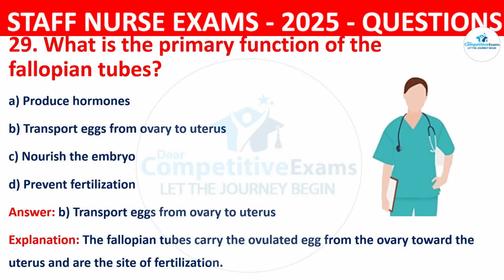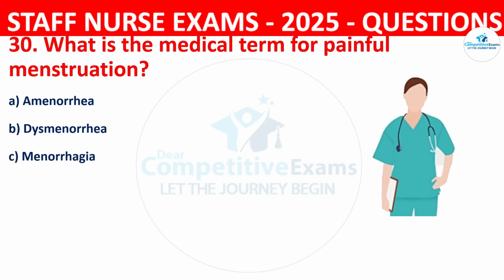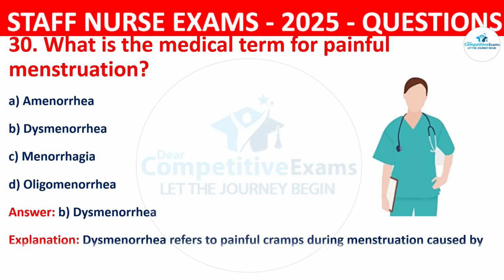Question number 30. What is the medical term for painful menstruation? Your options are amenorrhea, dysmenorrhea, menorrhagia or oligomenorrhea? The correct answer is B, that is dysmenorrhea. Dysmenorrhea refers to painful cramps during menstruation caused by uterine contractions.